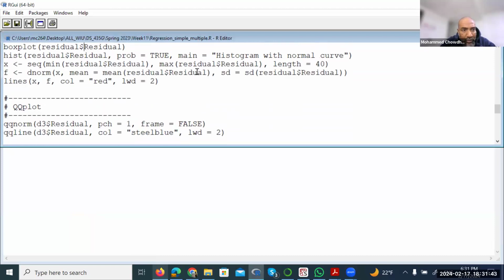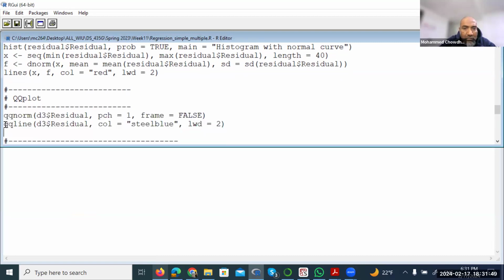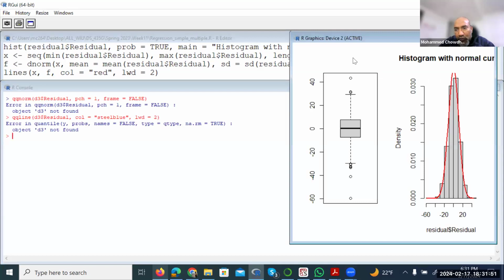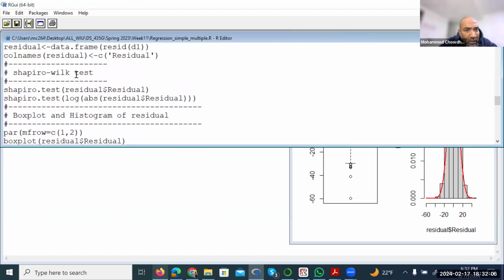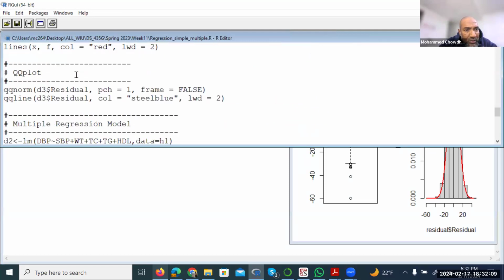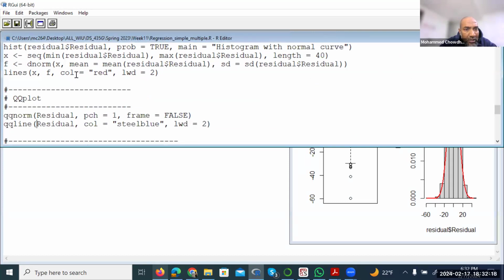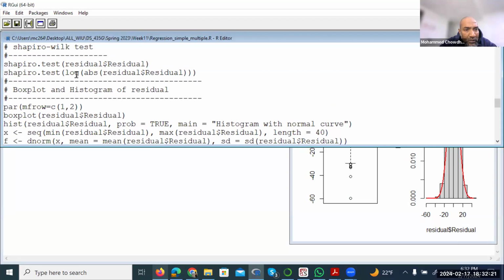So now if I want to take a look at the QQ plot, what is my QQ plot? It should not be D3, it should be H residual, right? Where is residual coming from? Residual. So just put the residual, nothing else. I want to put here just residual. Does this residual start with a capital R or a small r? Just take this.